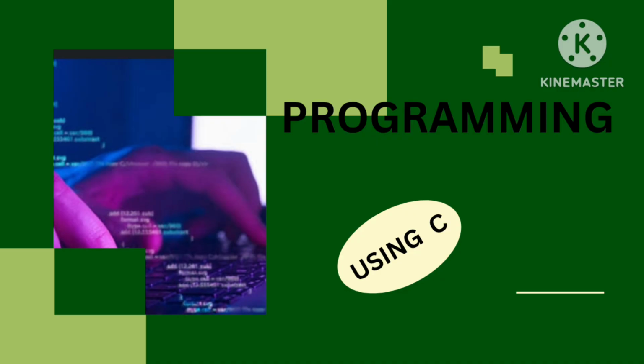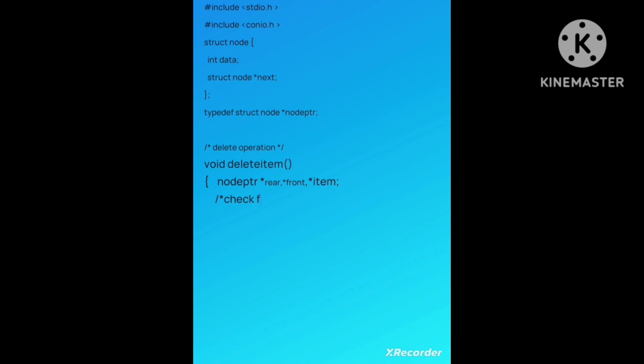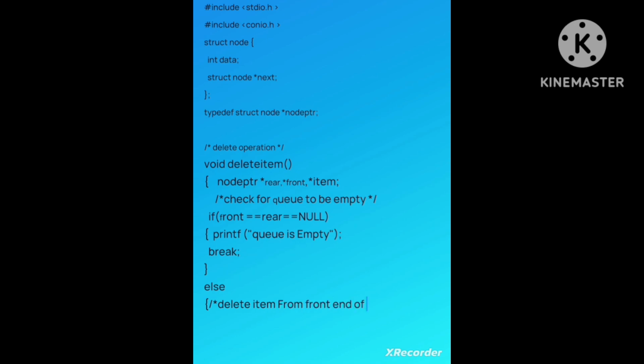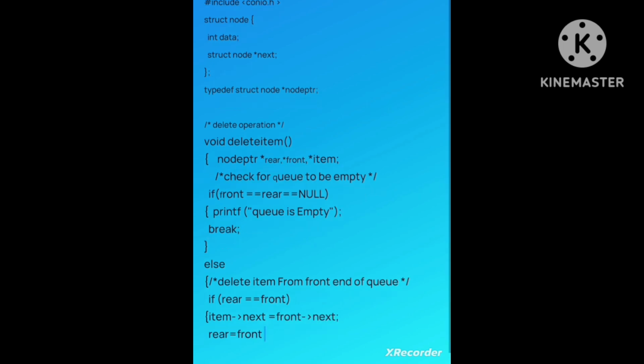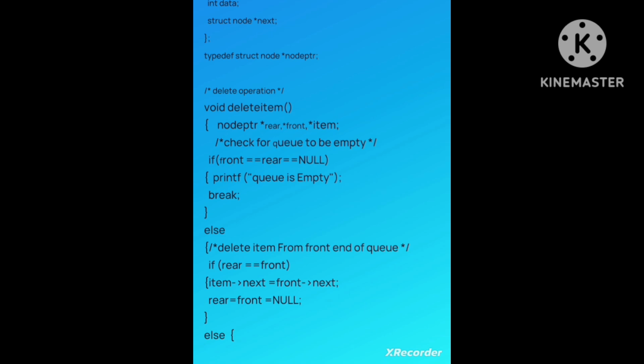Now let us have a look at the programming code of the circular queue. In this function we will first check for our circular queue to be empty. If it is empty, that is our front and rear are both having the value null, then we just print the statement and exit from the loop. Else we have to delete our node from the front end of the circular queue. We first check if front is equal to rear, then our item node is the only node and we have to delete it from the circular queue. Else we have to delete the node at the front end of the queue.